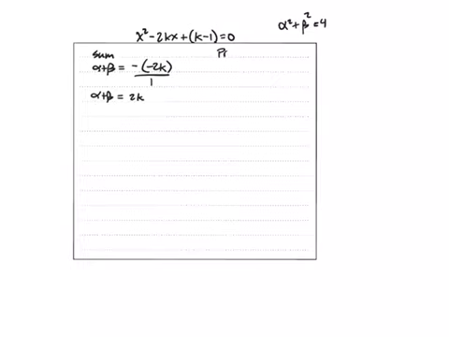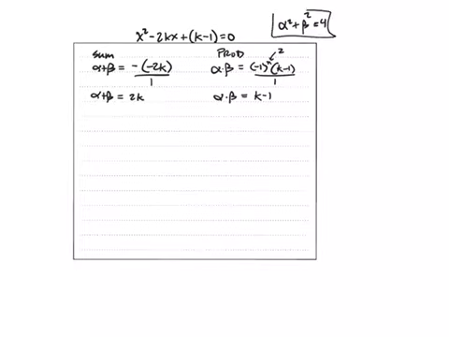Okay, the product will be equal to alpha times beta, which is negative 1 to the nth power. In this case, that'll be a 2, times the constant, k minus 1, all over 1. So alpha times beta equals k minus 1. All right, so we've got this. And then they give us this clue. Alpha squared plus beta squared is 4.